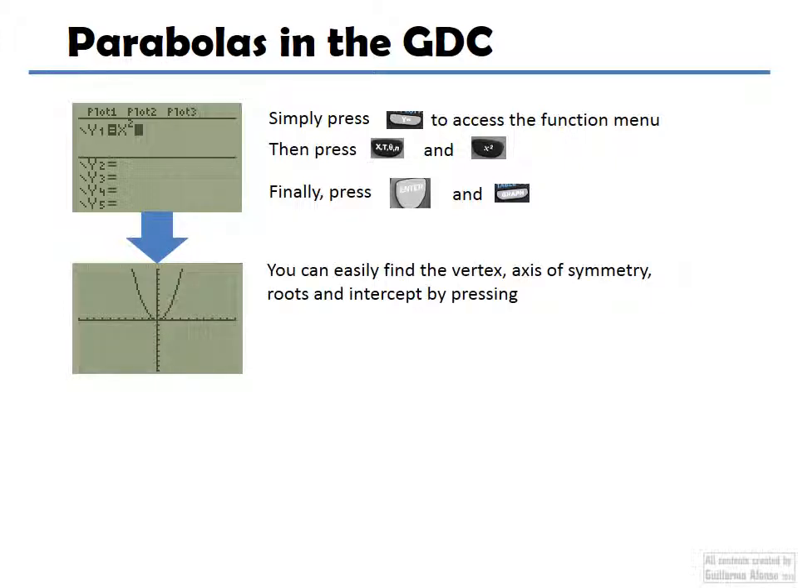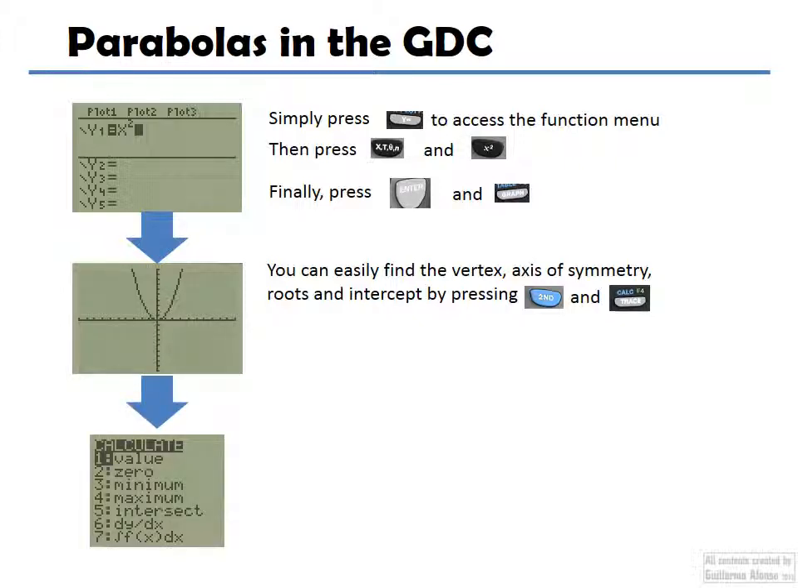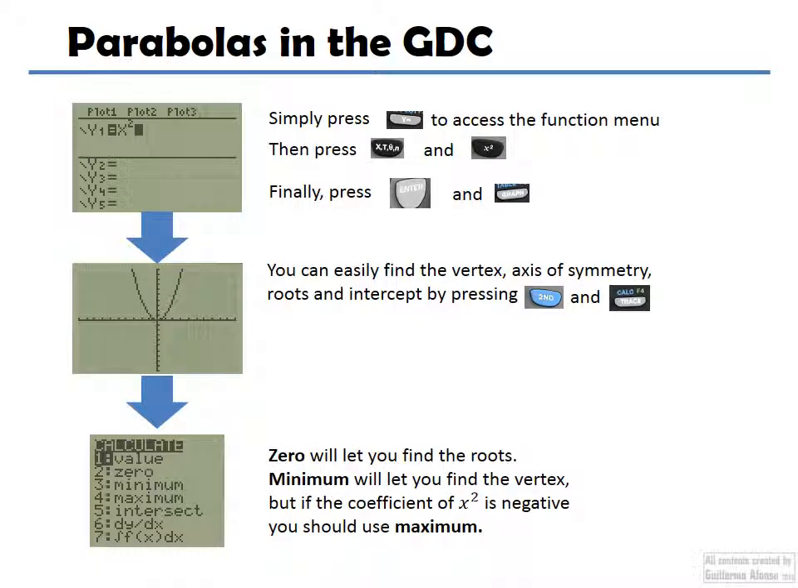Now, how do I find any information about it, such as the vertex, axis of symmetry, roots, intercepts, etc.? I just have to press second and the key that's called trace. I'm actually going for the calc menu. And this is how it opens up. So on here, if I choose zero, I will find the roots. If I choose minimum, it will let me find the vertex. Keep in mind that this one here is x squared. So at this point here, the vertex is going to be a minimum. If it was minus x squared, I would have to click on maximum. I can also find the intersect with another function and particular values of it, and even the derivative, which we will look at later.